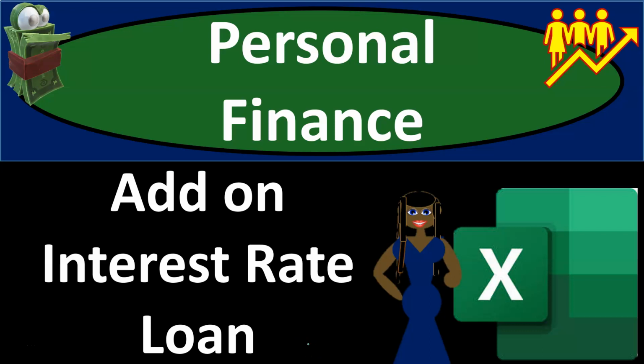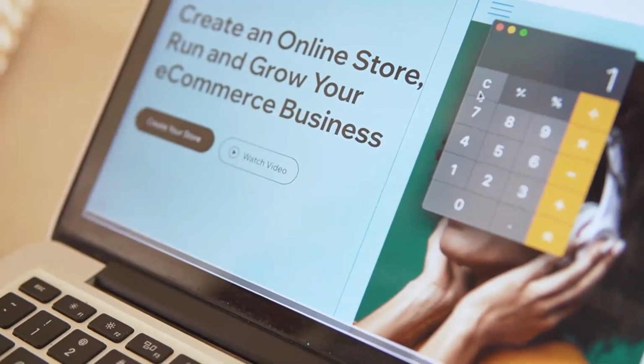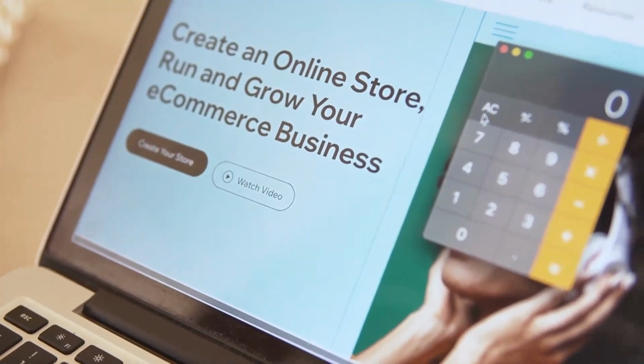Personal finance practice problem using Excel. Add-on interest rate loans. Prepare to get financially fit by practicing personal finance.